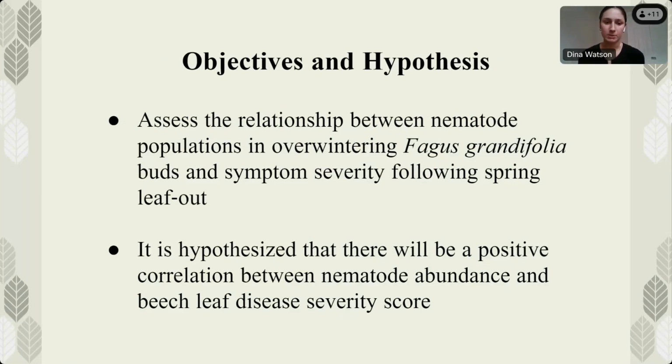The goal of my experiment was to assess the relationship between nematode populations in overwintering Fagus grandifolia buds and symptom severity following spring leaf out. It is hypothesized that there will be a positive correlation between nematode abundance and beech leaf severity score, meaning that the more nematodes I found inside of the bud, the more severe the symptom expression I hypothesized there would be, and vice versa: fewer nematodes, less severe symptom expression.